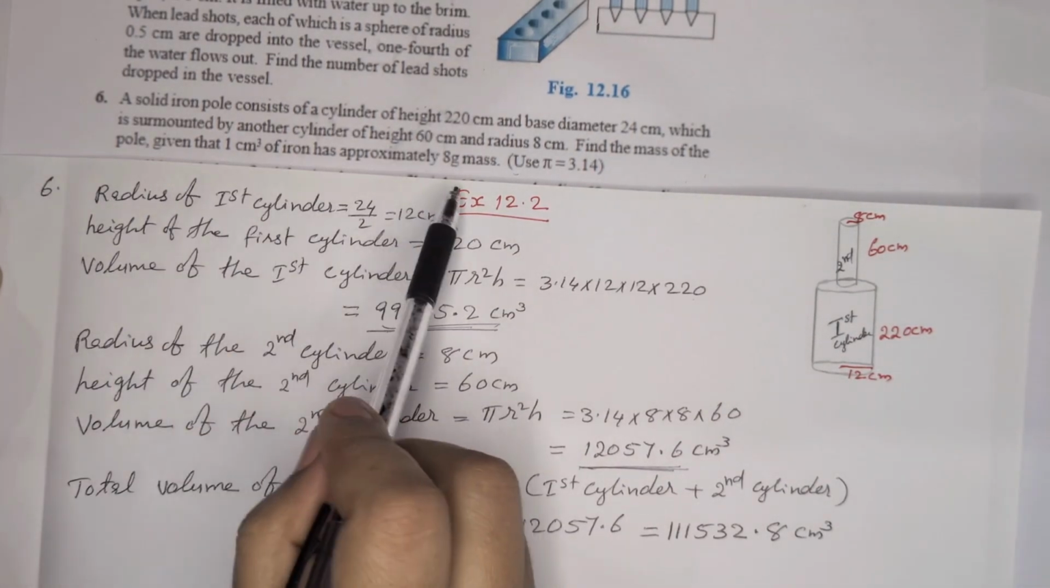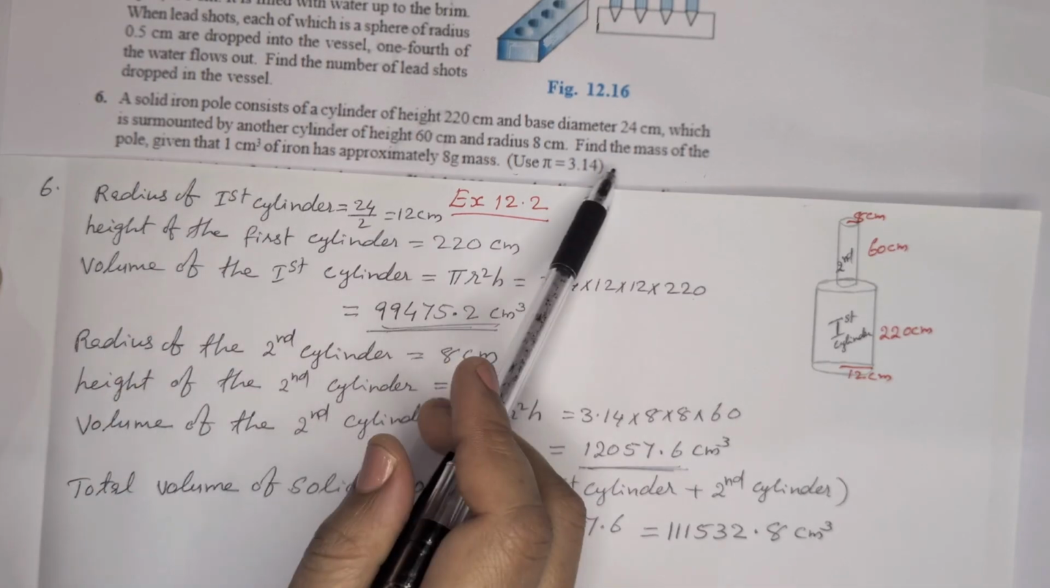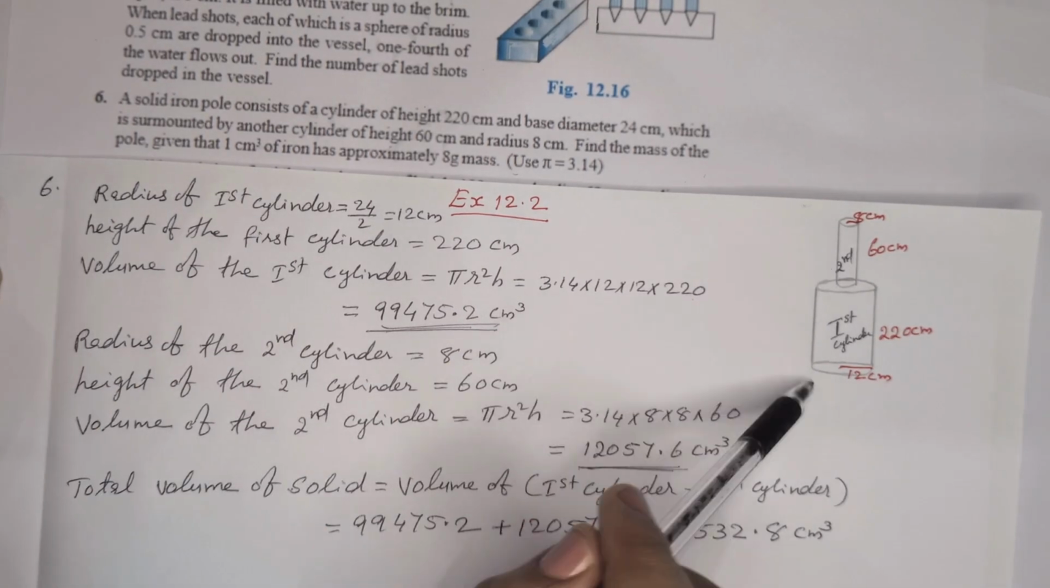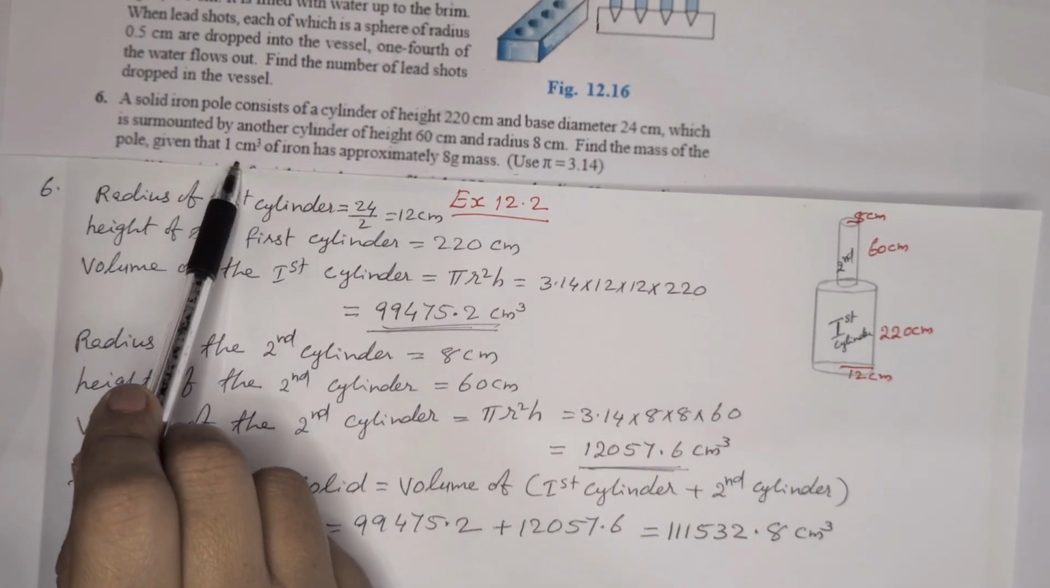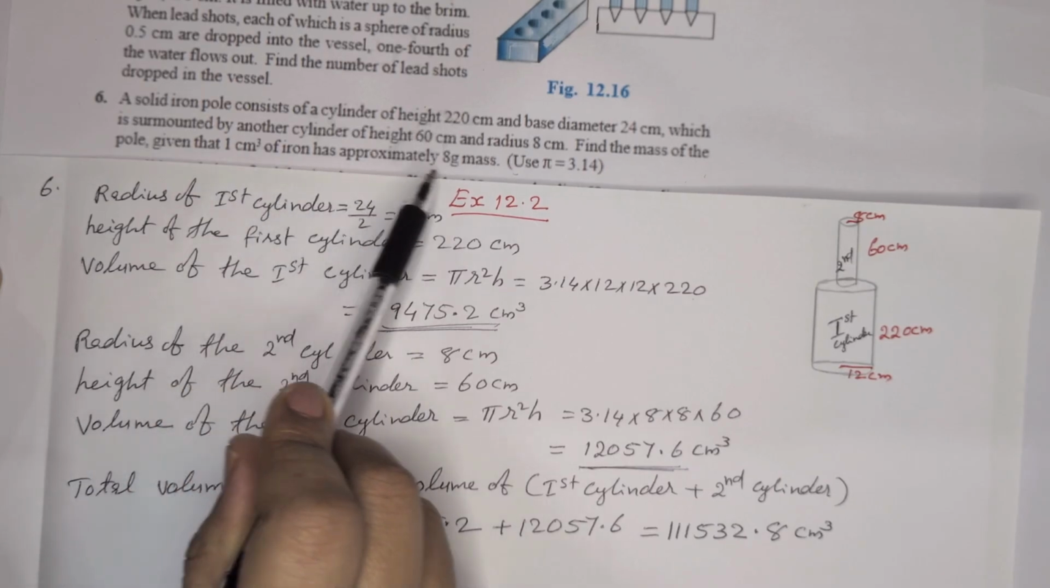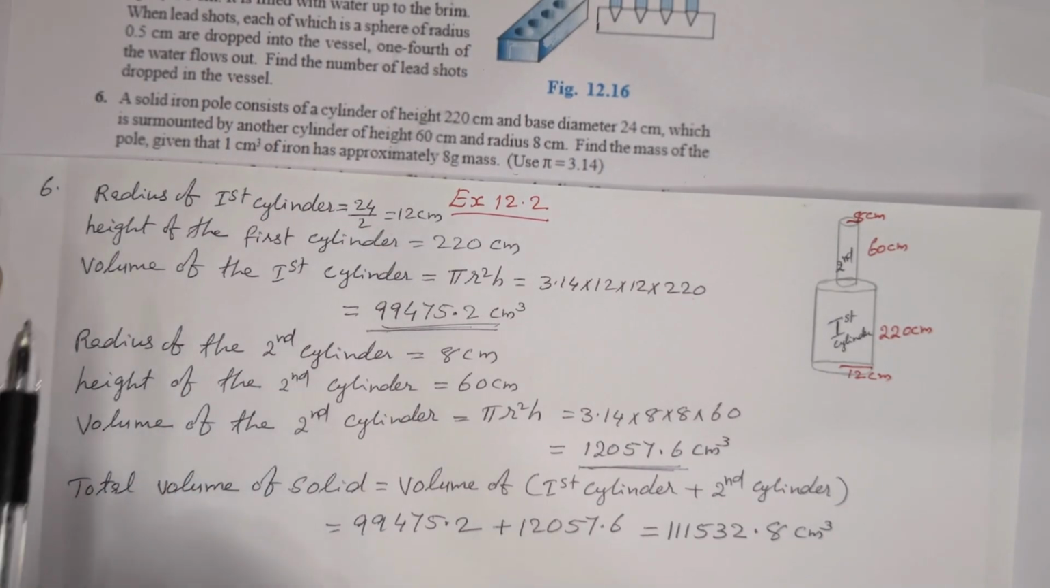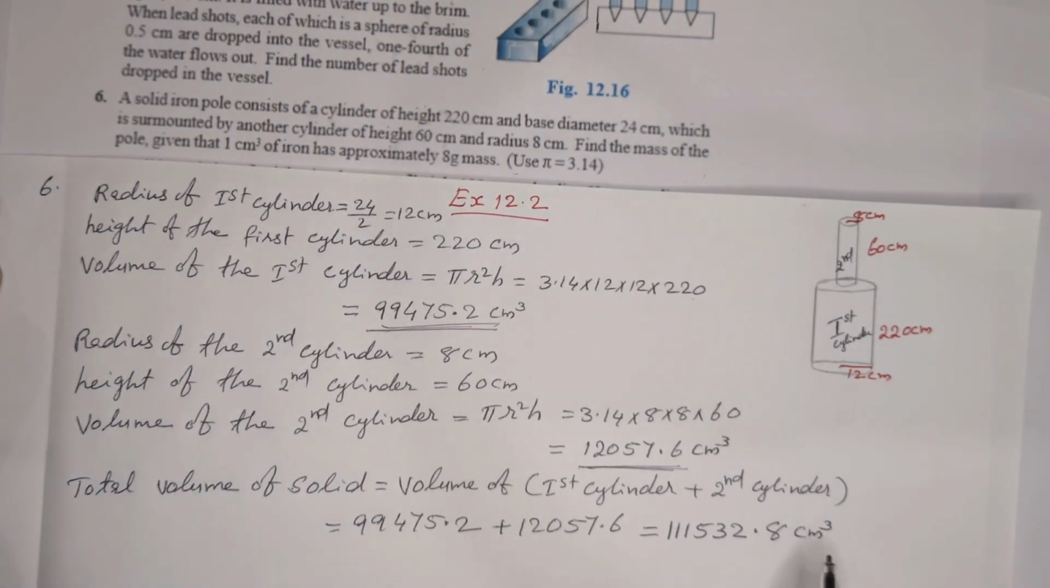Now here we have to find the mass of the entire pole. Given that 1 centimeter cube of iron has approximately 8 gram mass, we have to multiply the volume by 8 gram. Then we will get the entire mass.